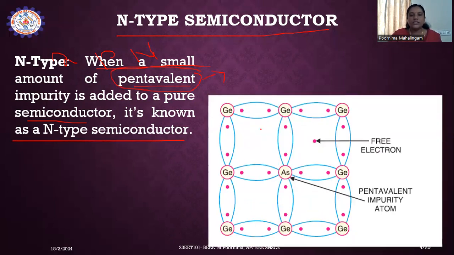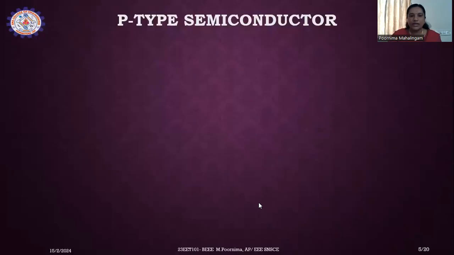Here we can see the pentavalent impurity atoms, and we can see the free electrons. Here we can see a larger number of free electrons. So by adding more pentavalent impurities, we gain more free electrons. If we have more free electrons, then it is known as an N-type semiconductor. Now we are moving to P-type semiconductors.